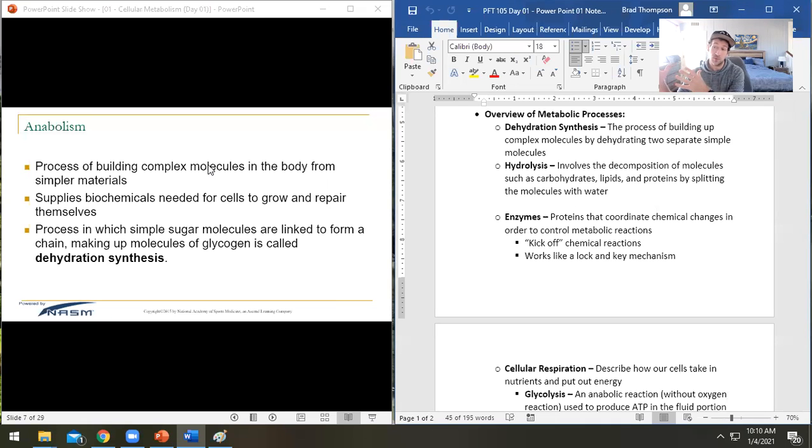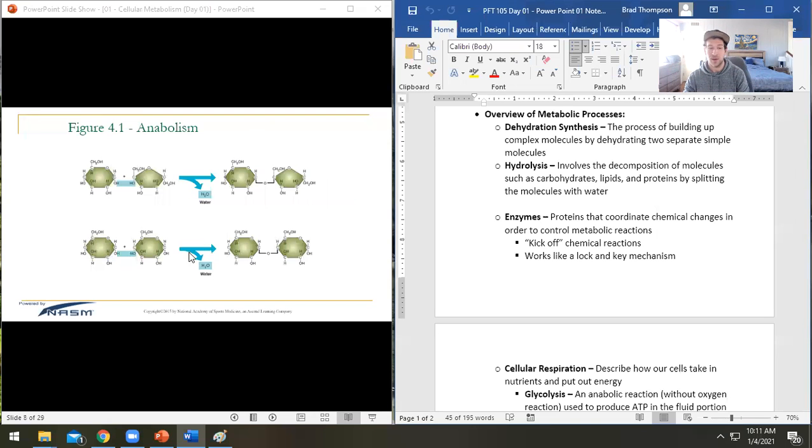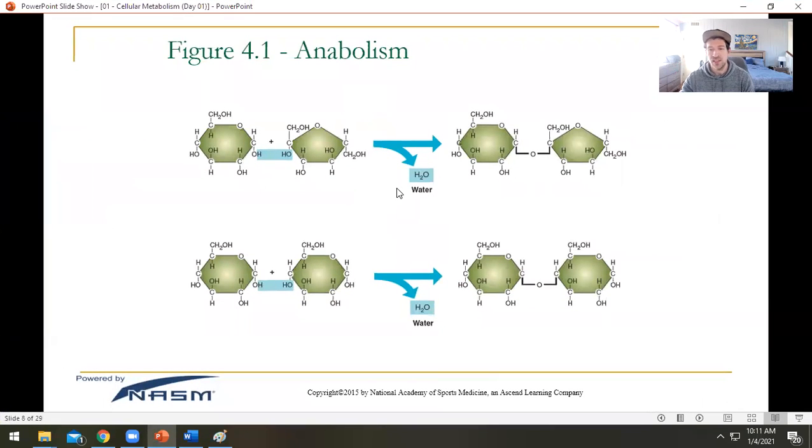If I took something simple and built it into something complex, that's anabolic. If I took a whole bunch of Legos and put them together and now suddenly I've got the Death Star from Star Wars, that was a whole bunch of simple pieces made into something very complex. That's anabolic. In your body, if you take amino acids and add them together, that is anabolic. So how does it actually occur? Well, take a look right here.